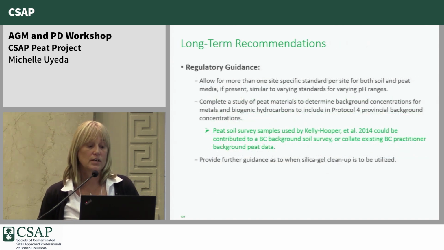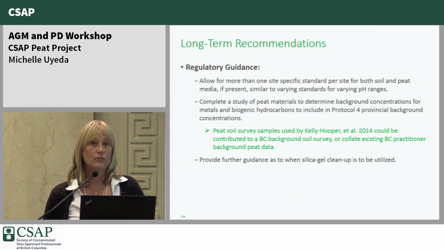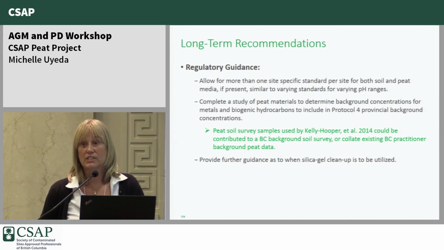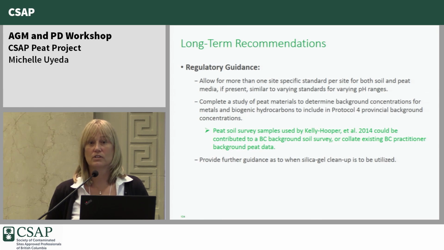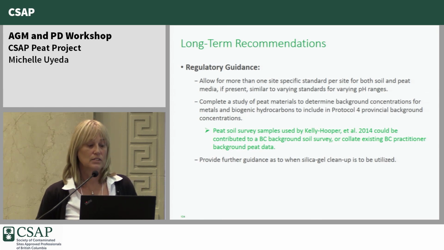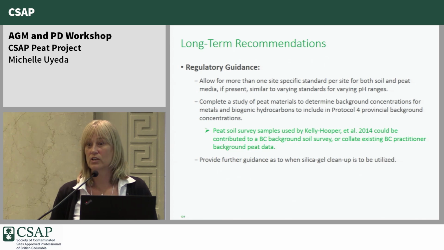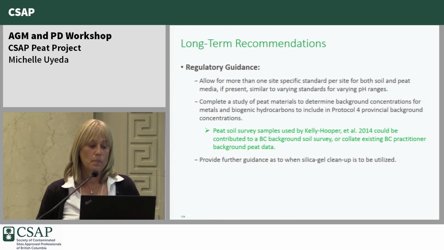For the regulatory side, currently, if you're using Protocol 2, you are allowed to derive a new soil standard for your site, but if you have different soils on the site, you have to take the more conservative soil as your standard. We're recommending that if you have a site with peat, you're allowed to have 2 different standards, similar to having 2 different standards with varying pH ranges for some of the metals.